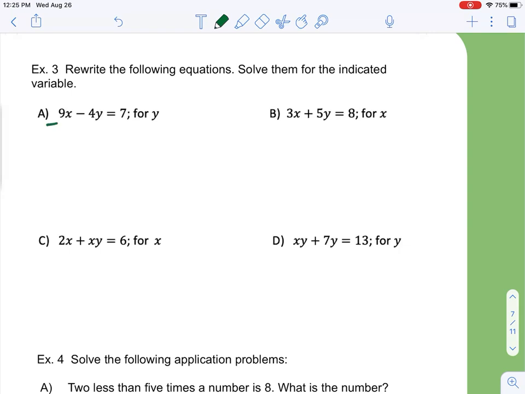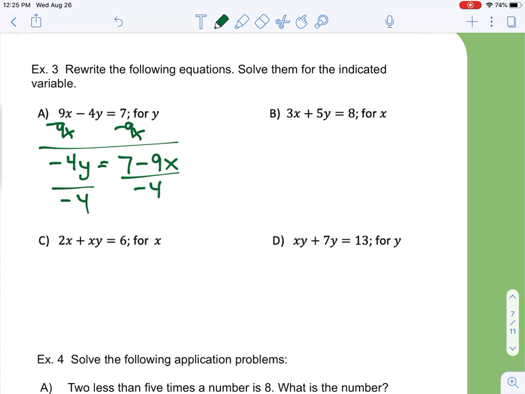So we need to get y by itself for a. So I'm going to go ahead and subtract 9x on both sides. I now have negative 4y equals 7 minus 9x. And I go ahead and divide by negative 4 on both sides. So y equals 7 minus 9x over negative 4.